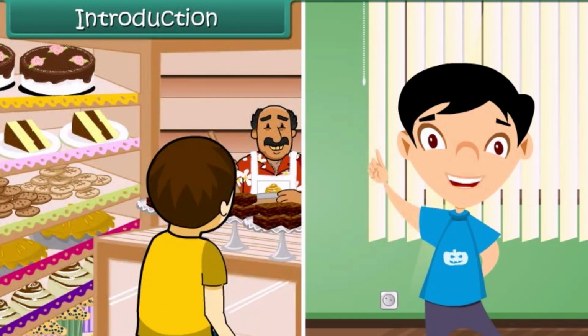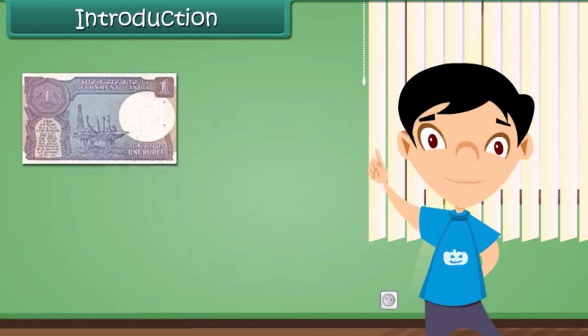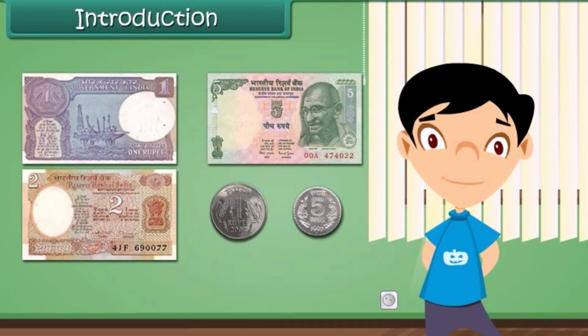I want to buy some chocolates. For this I need to give money to the shopkeeper. Without money he will not give us anything. Do you know what money is? Okay, I will tell you more about money.